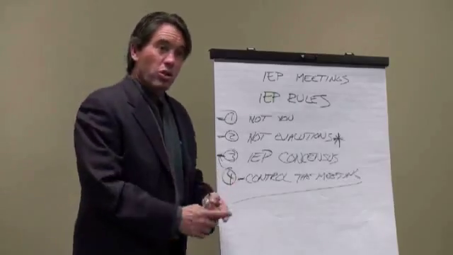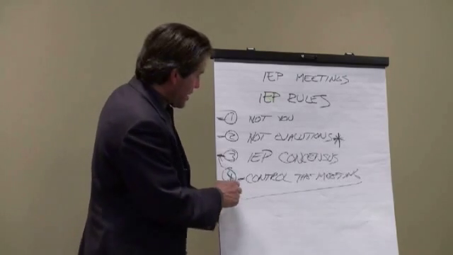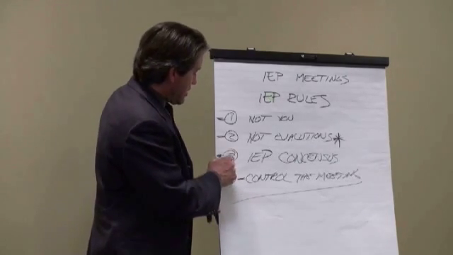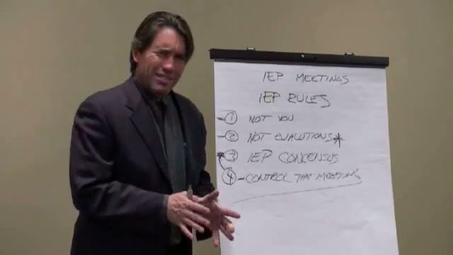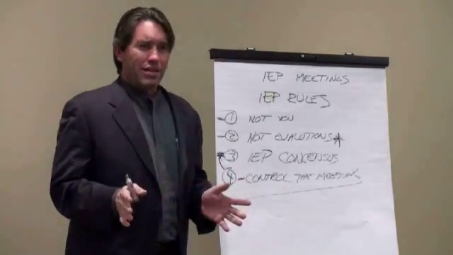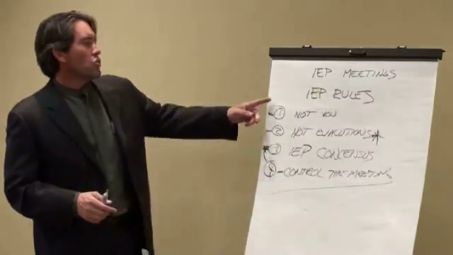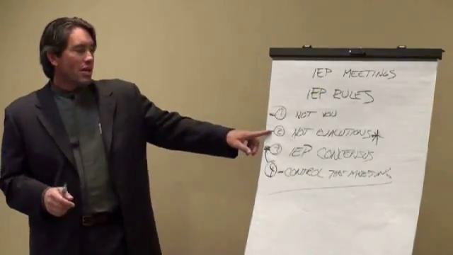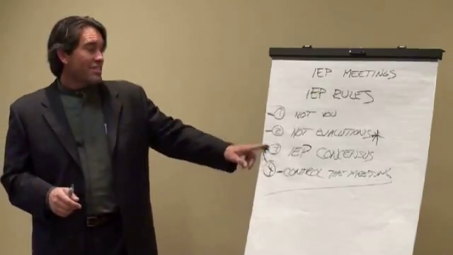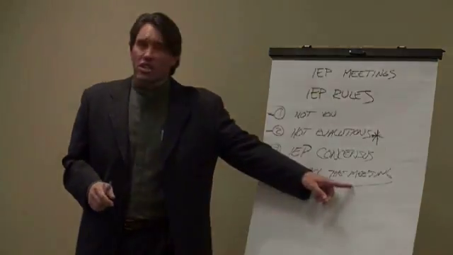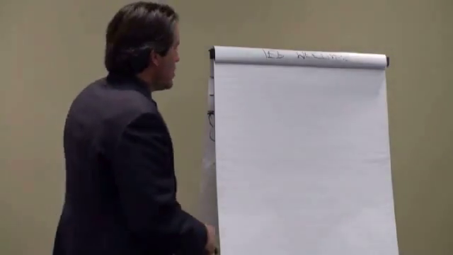So you're going to be controlling the meeting so that you can get everybody thinking your way of thinking. Does that make sense? Mm-hmm. Does everybody understand that? Mm-hmm. All right. So the rules: it's not about you, it's not about the evaluations. You need to get a consensus, and to get that consensus, you need to control the meeting.